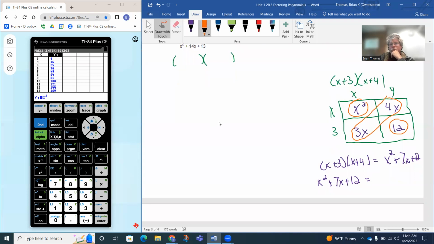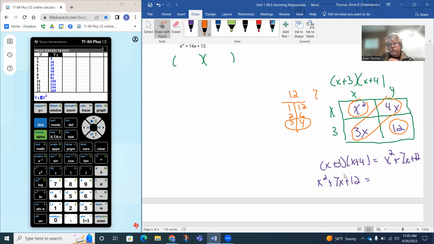So if we note this in a table, the factors of 12 would be 1 times 12, 2 times 6, and 3 times 4. But notice this 3 times 4 is the only one that gives you the 7, the coefficient of what we call the linear term. So 7 is the coefficient of the linear term, and that's what we're looking for.